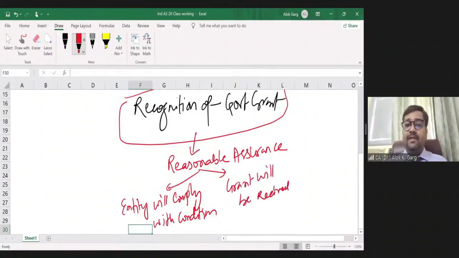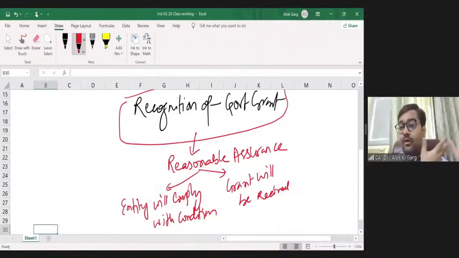And the grant will be received. So two things are there. One, the entity will comply with the condition, and second, the grant will be received. Okay. In that case, the government grant will be recognized. Sir, the entity has already complied with the condition.